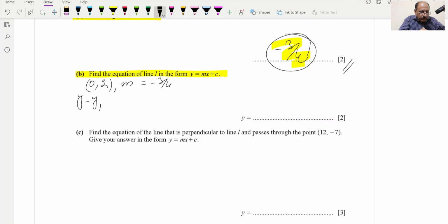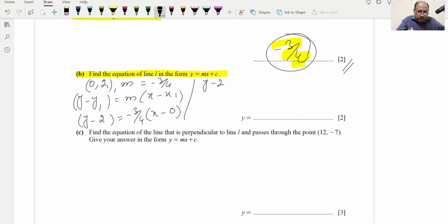y minus y1 is equal to m into x minus x1, and y minus y1 will be 2, and this will be equal to m, which is minus 3 by 4, into x minus x1, which is 0, and this one we can open the bracket. So y minus 2 is equal to minus 3 by 4 x. So y will be equal to minus 3 by 4 x plus 2. This will be our final equation, minus 3 by 4 x plus 2, and this is 2 mark question.